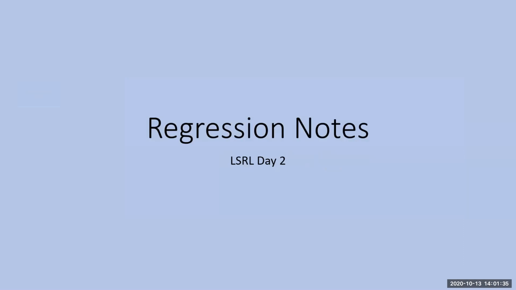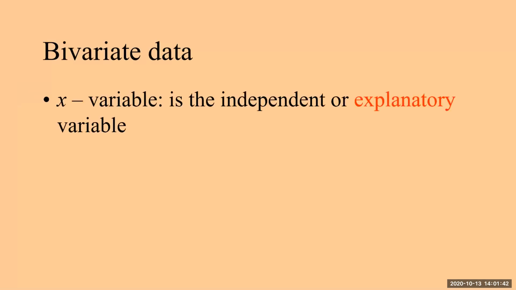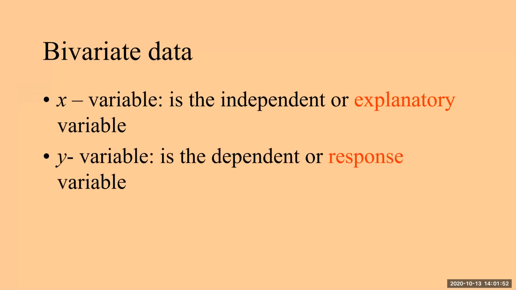Okay, we're going to do second day of regression notes and talk about a least squares regression line. So let's start with some definitions. Bivariate data means that we have two variables. The x variable is the independent or the explanatory. The y variable is dependent or the response variable. And we use x to predict y.